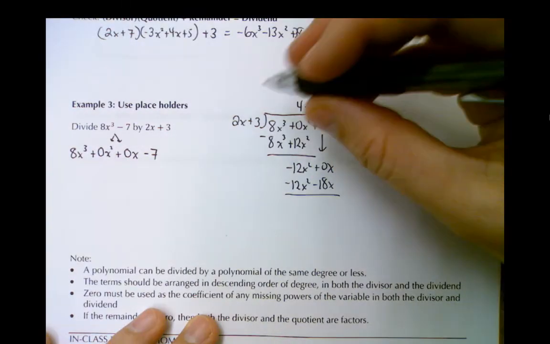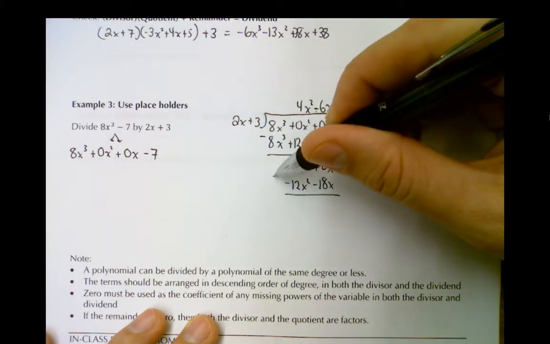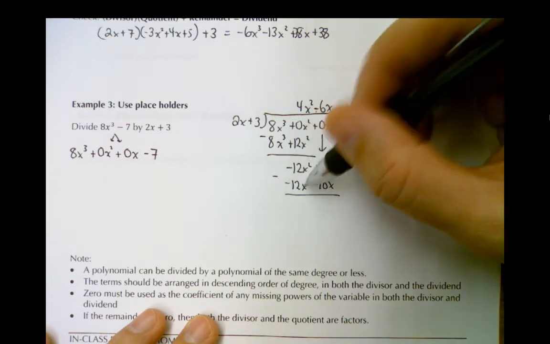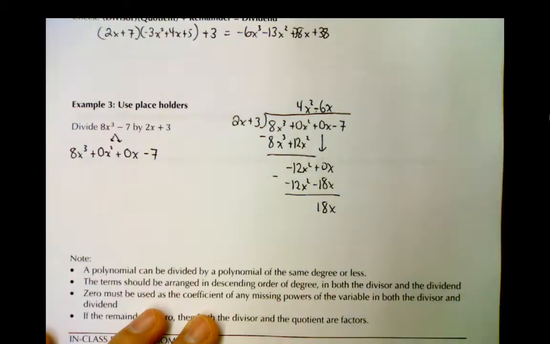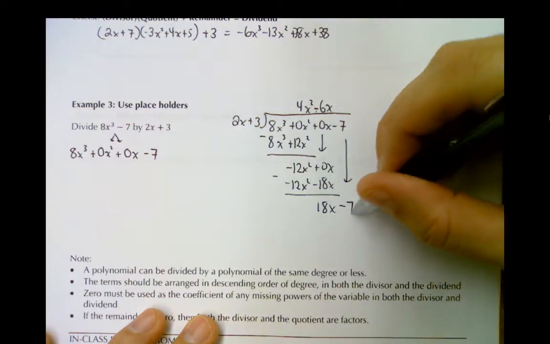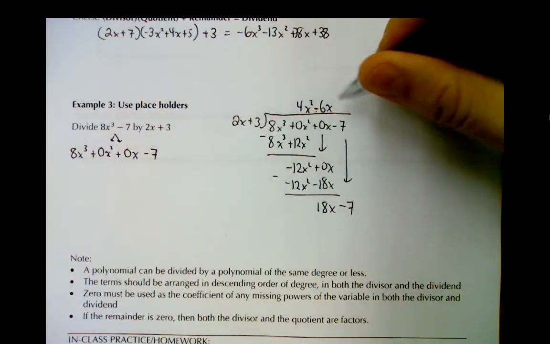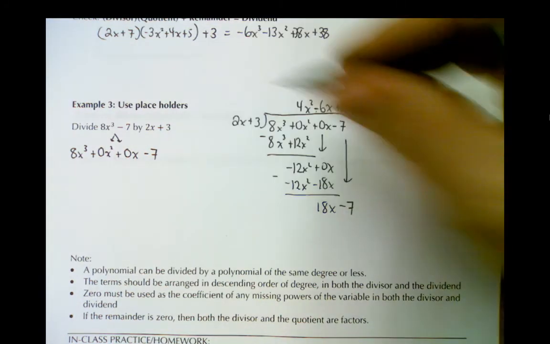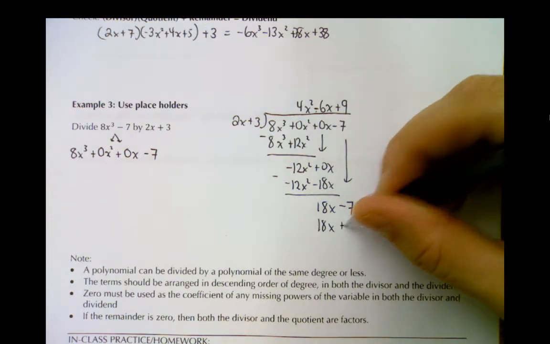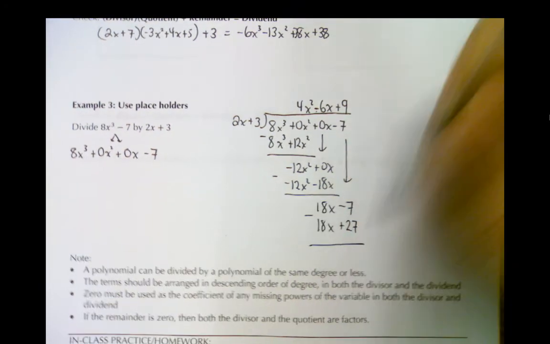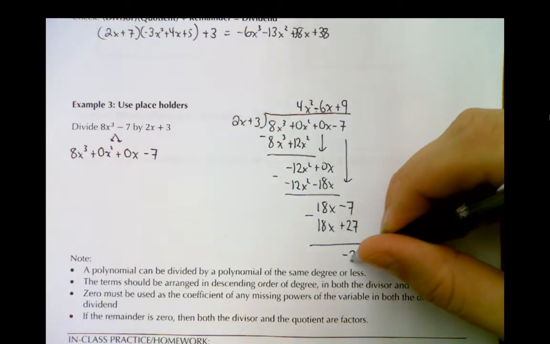And now we can subtract down the columns. Be careful when you're subtracting because double negatives turn into positives. So negative 12 subtract negative 12 would be negative 12 plus 12, which would be 0. And 0 subtract negative 18 would be positive 18x. Bring down negative 7. And we got one more. Something times 2x gives us 18x. The answer is 9. 9 times 2x gives you 18x, and 9 times 3 gives you 27. Subtract again. We end up with 0 in our x column, and negative 7 subtract 27 is negative 34. And that's our remainder.